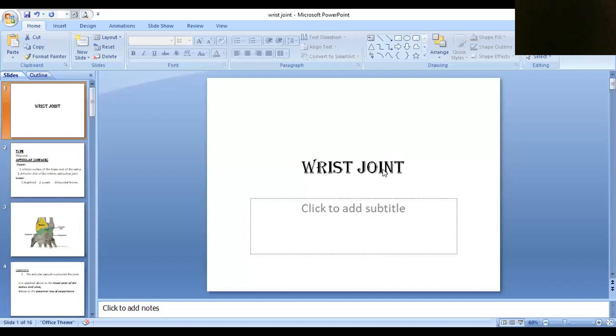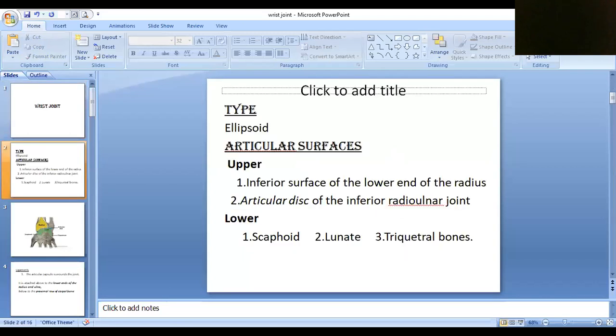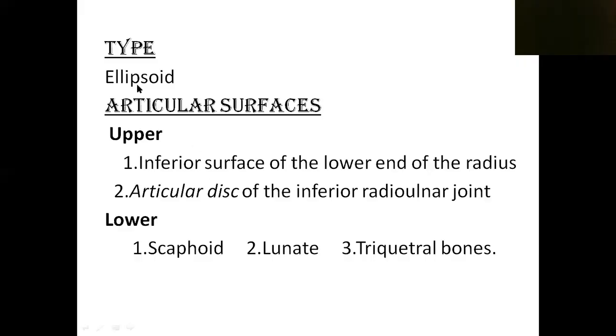Dear students, now we are going to discuss the wrist joint. The wrist joint is an ellipsoid variety of synovial joint. I already told you what is meant by ellipsoid variety. One articular surface will be concave, the other articular surface will be convex. Such joints are known as the ellipsoid variety of synovial joint.